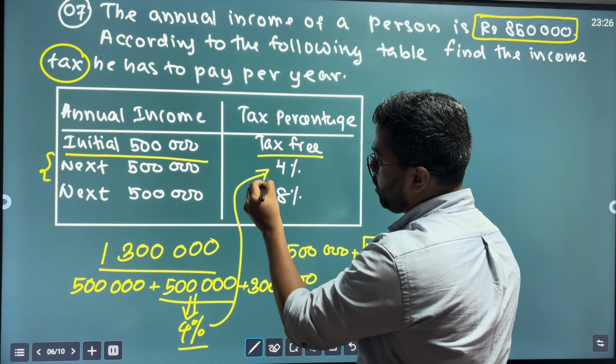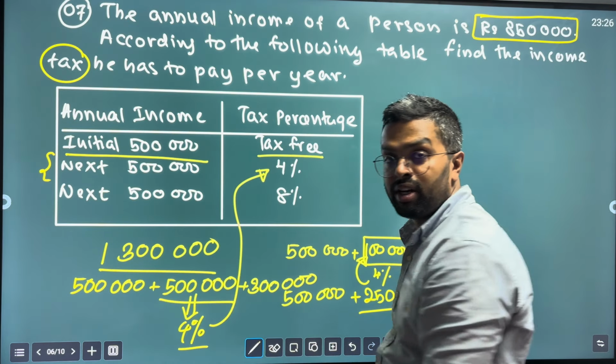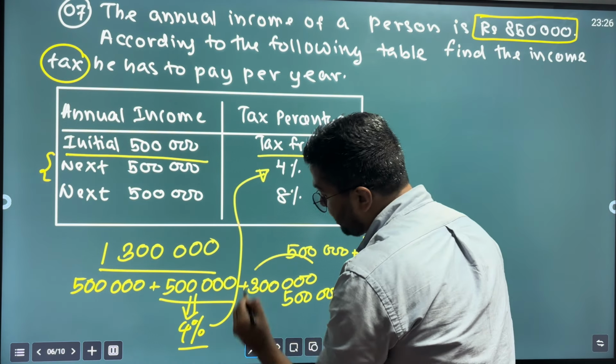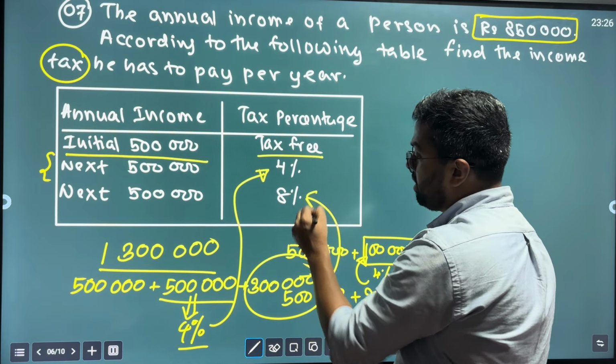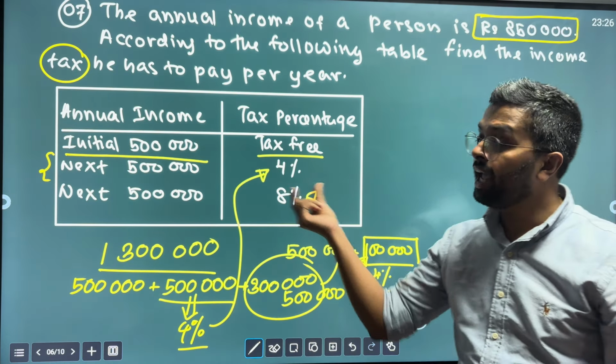So the tax amount you have to pay is 4% for the second 500,000 rupees. And for the next 300,000 rupees, the tax amount you have to pay is 8%.